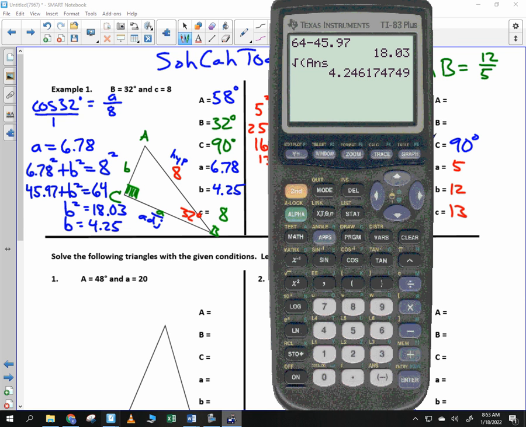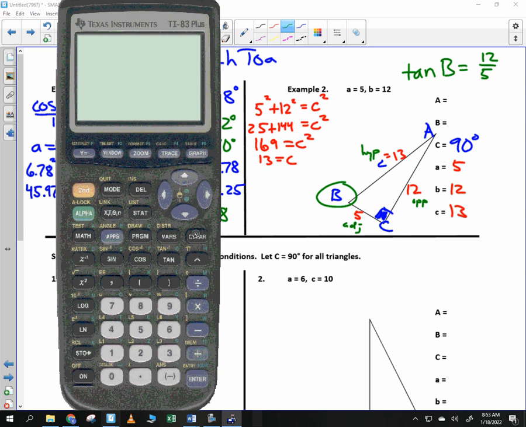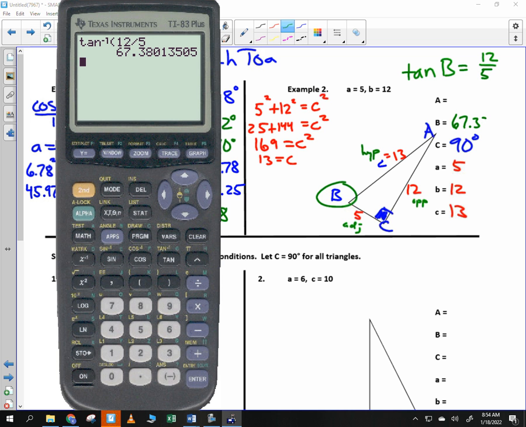Do you remember from Thursday what we do in order to find an angle? So this is different because I don't have the angle. What do we press? Yep, good. Second tangent. And then you type in the 12 divided by 5, and that's going to come up with an angle for you. I get 67.38. Great. Angle B is 67.38.